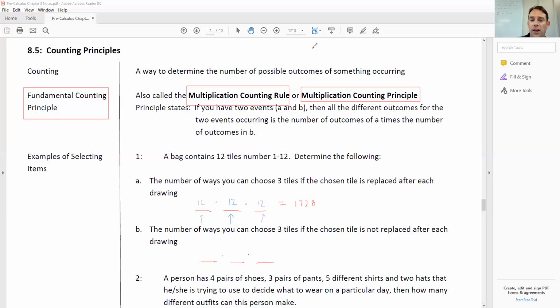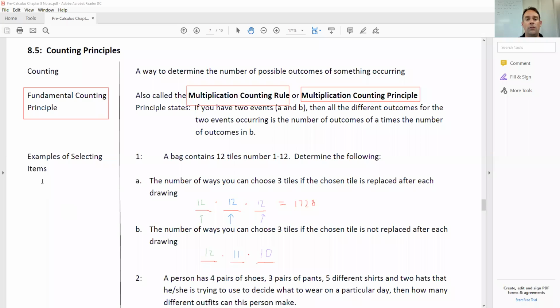So the first time you select, there are 12 tiles. But this time we don't put the tiles back. So the next time you select, there are 11 tiles. Don't put either of the 2 tiles back, and now you're down to 10 tiles to choose from on the last one.